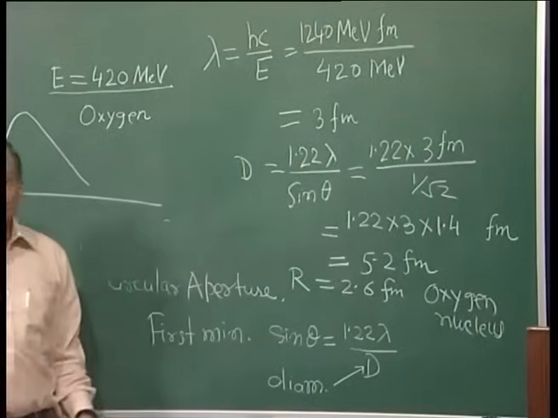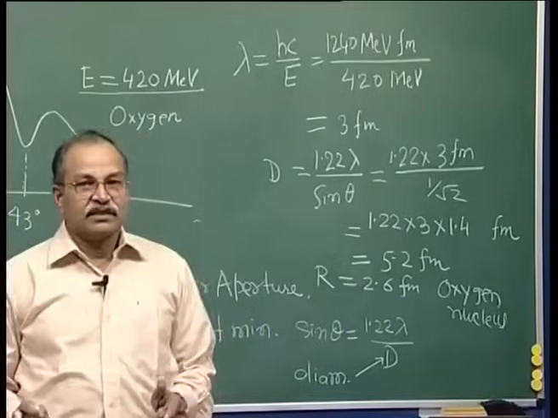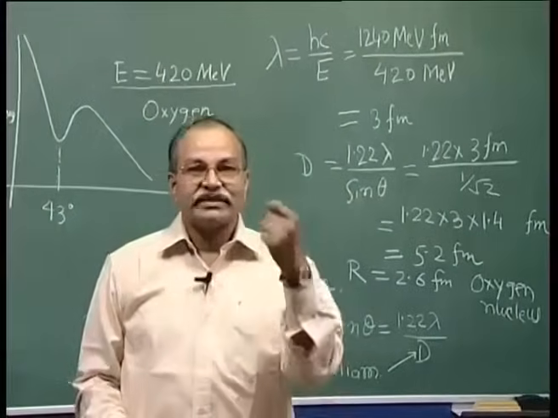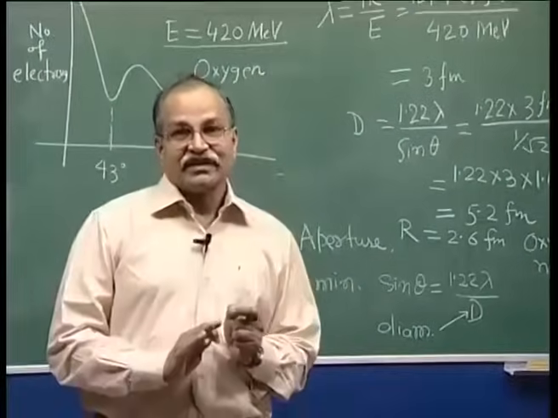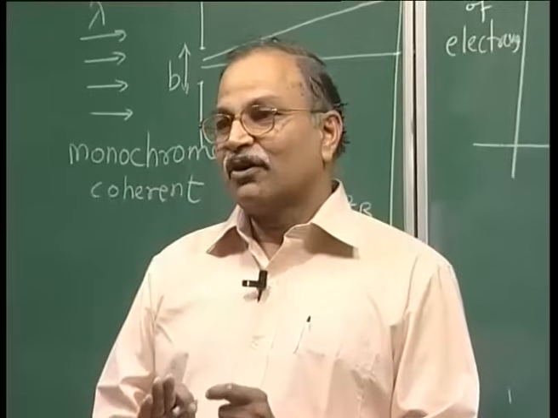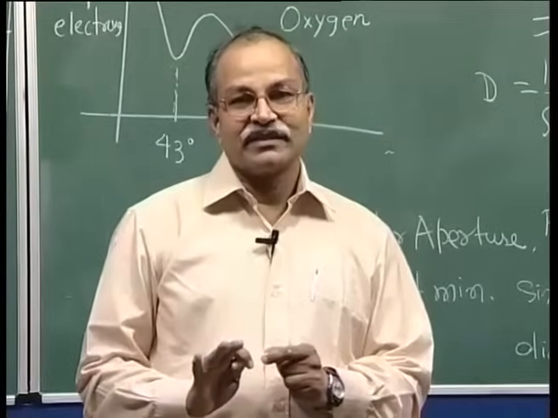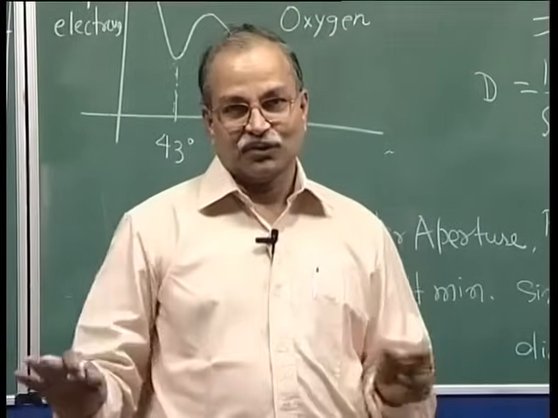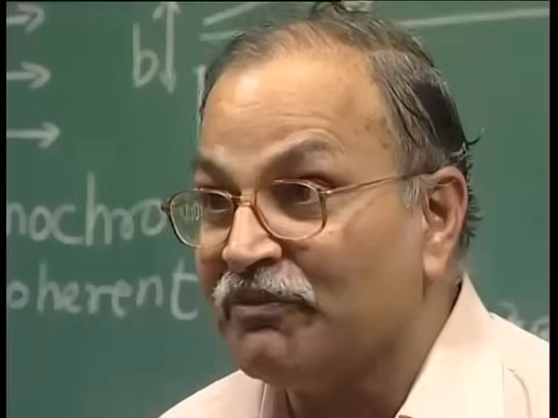A rough estimate, I have taken all this analogy from optics, and I have treated the nucleus just as a circular aperture. So it gives an estimate that the radius of oxygen nucleus would be somewhere around 2.6 femtometers or so. So this way, can you expect a second minimum?